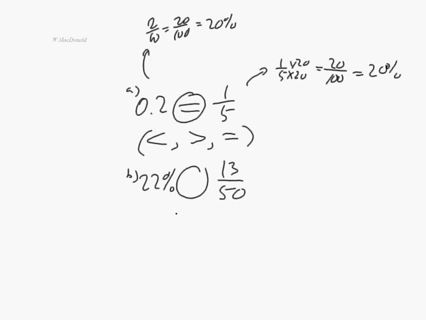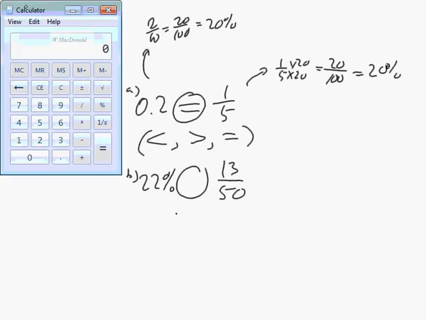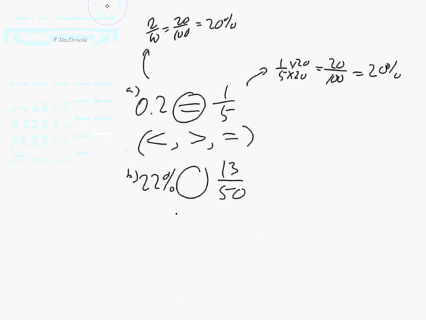And I could have changed 1/5 to a decimal too. I could have taken my calculator and done 1 divided by 5, and I get the decimal 0.2. Either way, I know that both of those, 0.2 or 2/10 and 1/5, are equal.